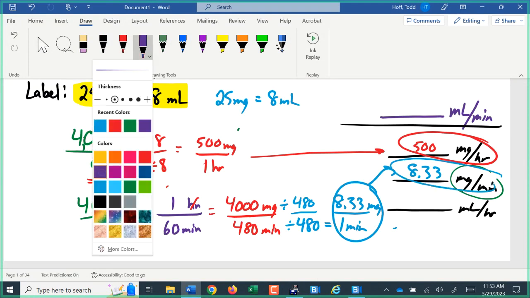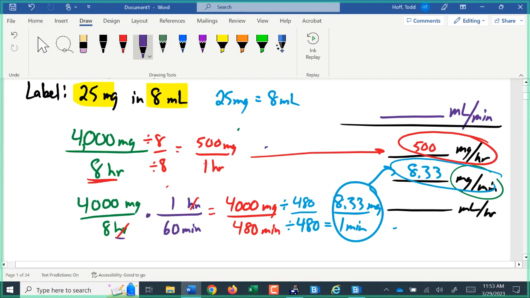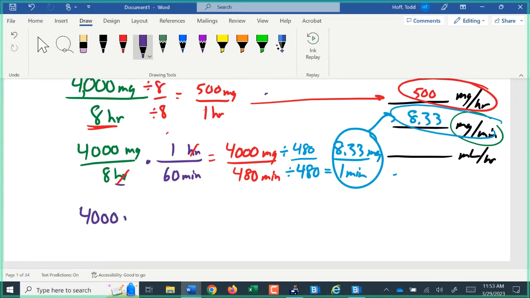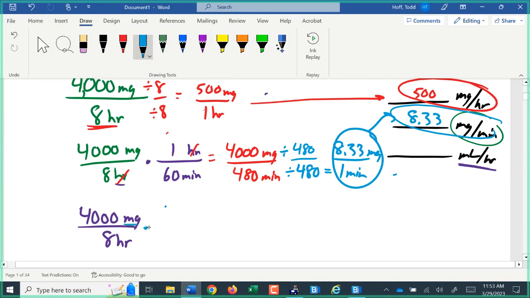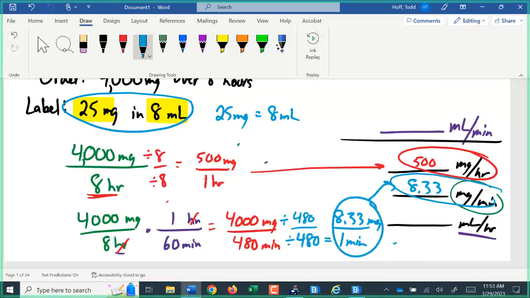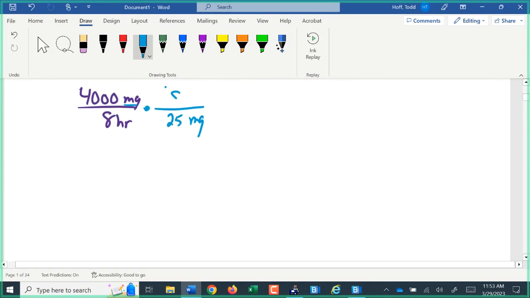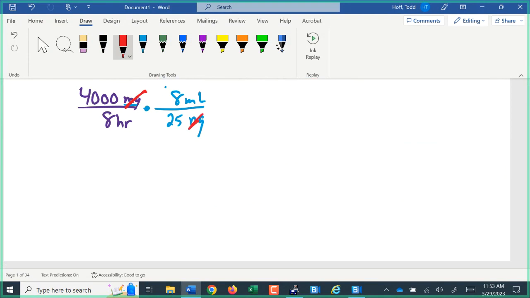Well, what about this volume per time? Volume over time. Well, let's start out with our 4,000 milligrams over 8 hours. Still going back and starting with the doctor's order. If we wanted that to be milliliters per hour, so the hours we want to keep, we want to get rid of the milligrams. So milligrams are on top. To get rid of milligrams, we're going to put them on bottom. And we have this equivalency: 25 milligrams is equivalent to 8 milliliters. Remember we said that's actually a measurement equivalency here. So 25 goes with the milligrams, 8 milliliters on top. So now the milligrams cancel out. We have milliliters per hour, which is the units we're looking for here.